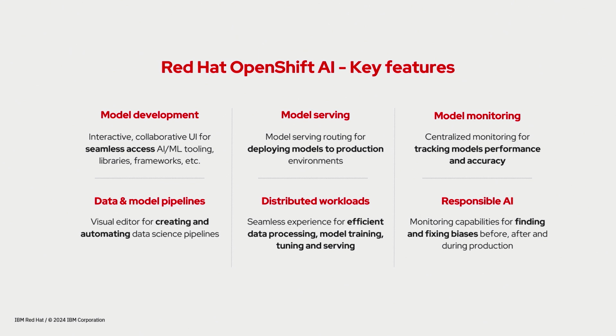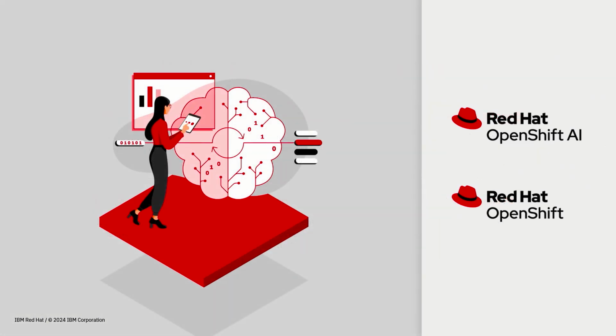Normally, we were talking to developers and DevOps teams. Now we are making with AI the connection with the data scientist team. What are the features? You have model development, model serving, monitoring, pipelines, distributed workloads, and obviously responsible AI to find and fix bias. But instead of doing this and going into detail, I prefer to have Natale present OpenShift AI on top of OpenShift.